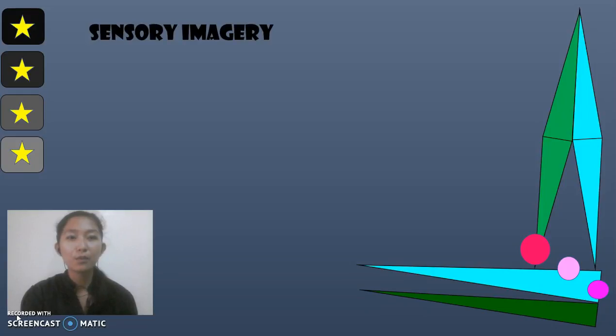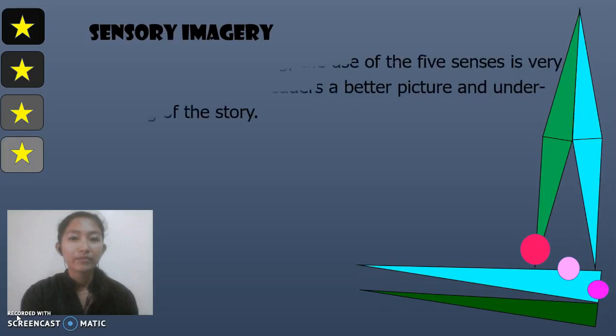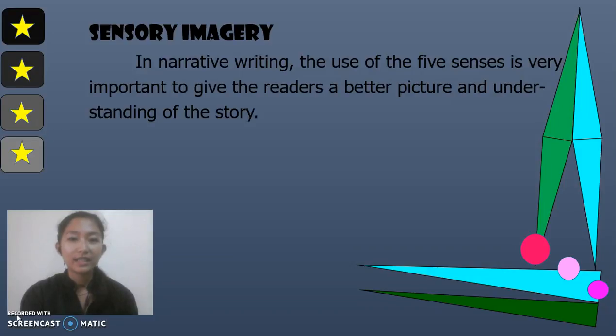So next is the sensory imagery. Are you familiar with these words, sensory imagery? Well, of course, it is from the word itself, senses. In narrative writing, the use of the 5 senses is very important to give the readers a better picture and understanding of the story. Are you familiar with the 5 senses? It is the sense of sight, smell, hearing, taste, and touch.